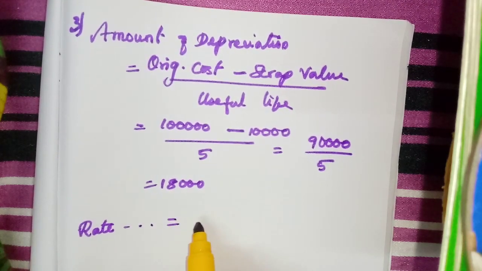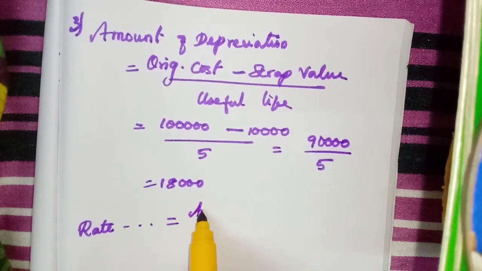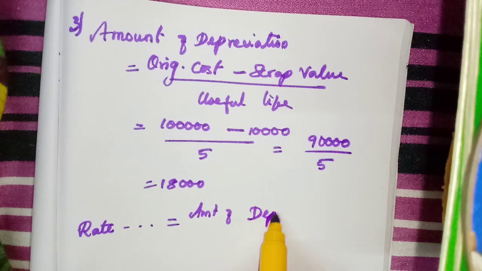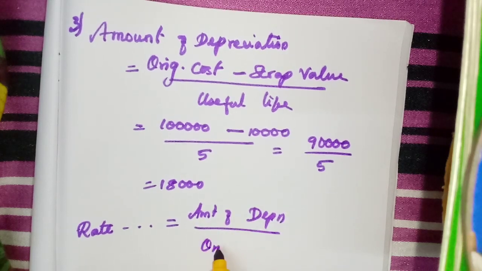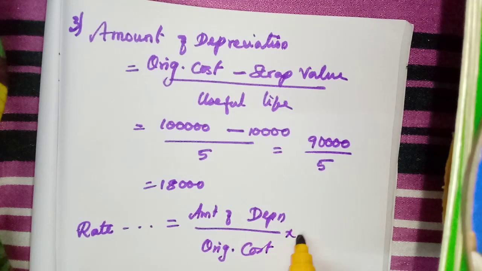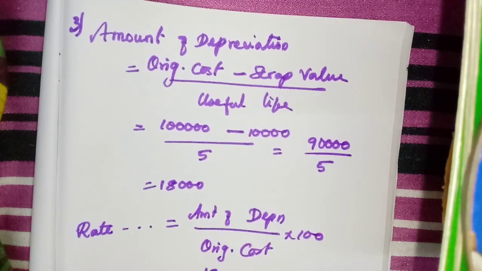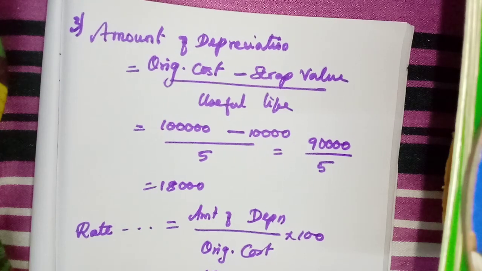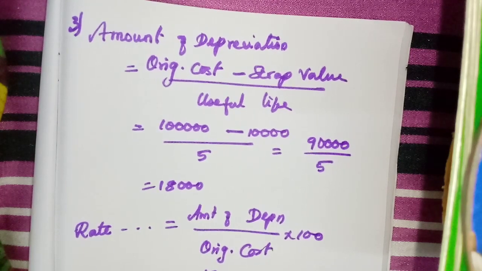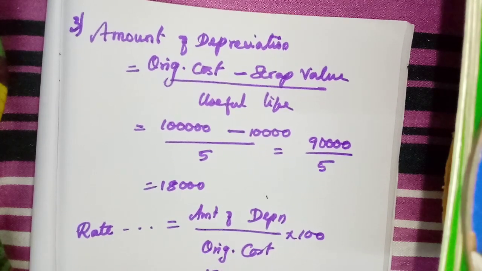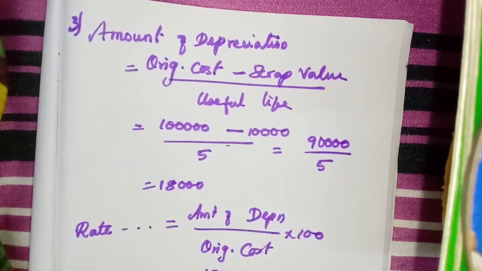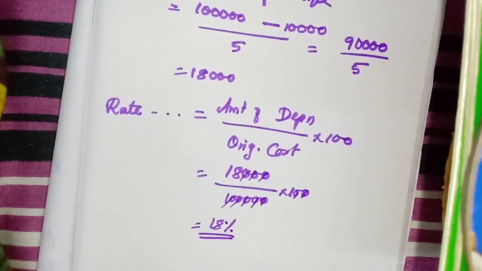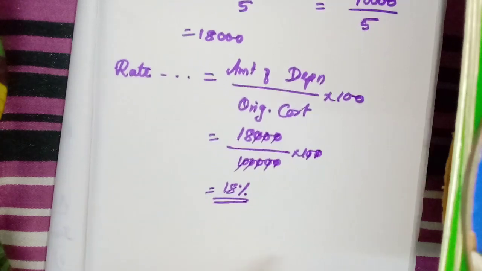Then rate of depreciation. Fully you write rate of depreciation. What is the formula? Amount of depreciation divided by original cost into 100. Amount is 18,000, original cost is 1 lakh, into 100. Here cancel the zeros, 1, 2, 3, 4, 5. Like this only you have to cut. So what is remaining? 18. You write as percentage, 18 percent. Then the fourth one.